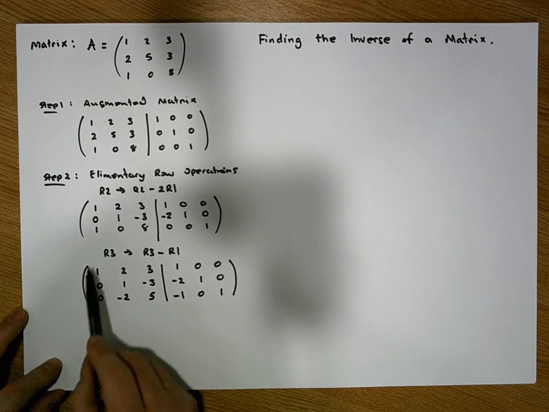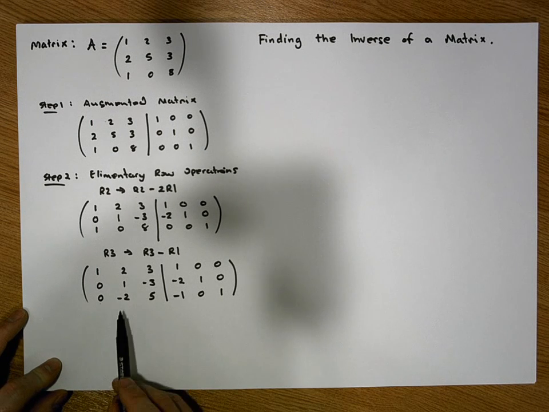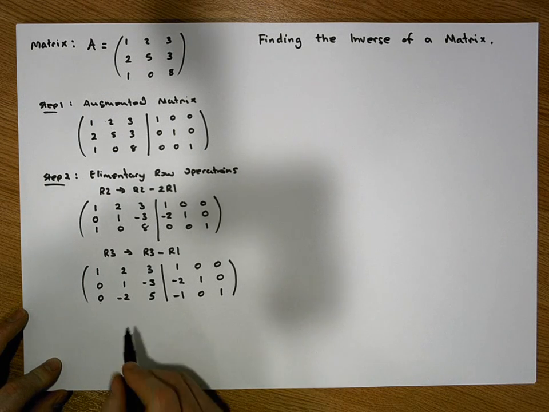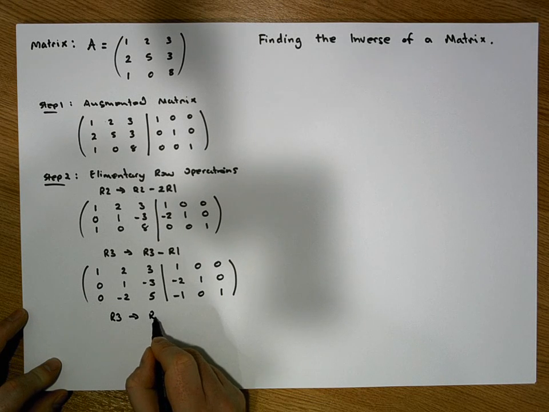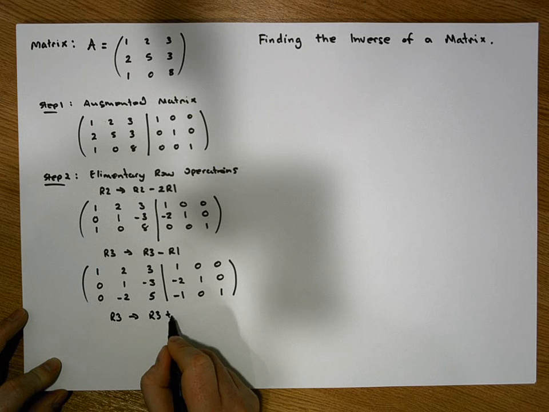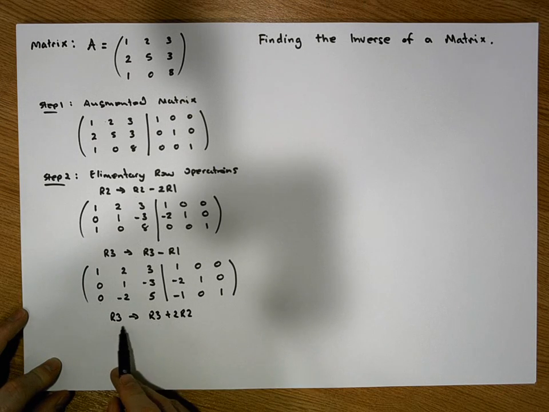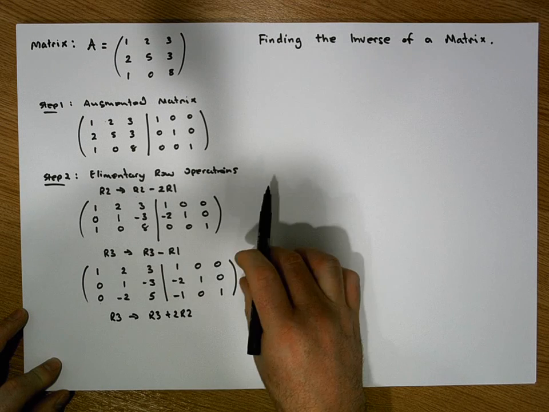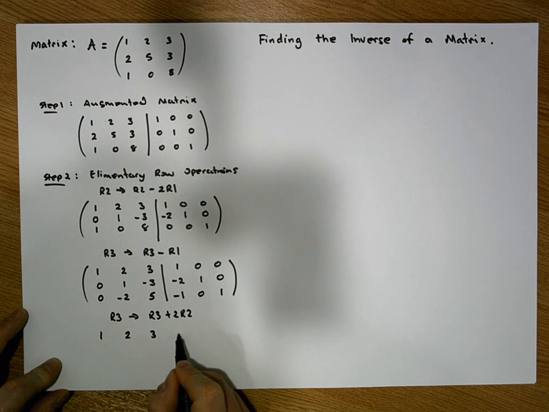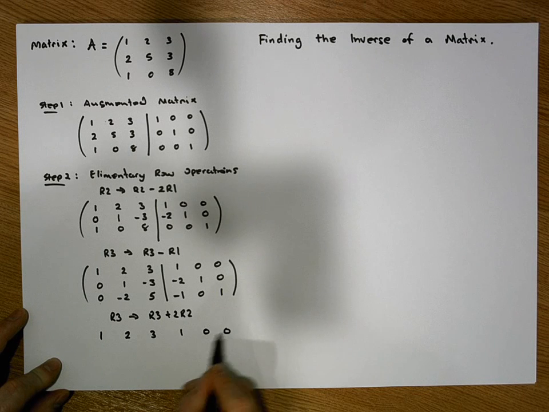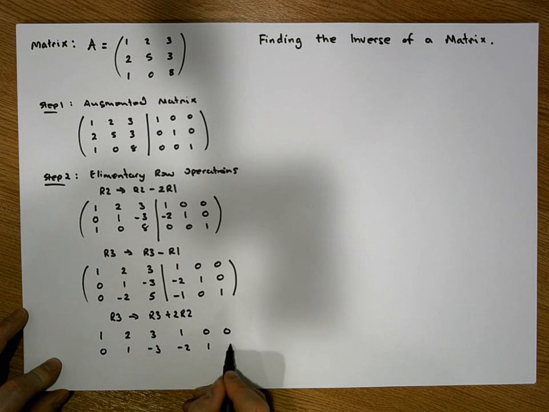Okay, so hopefully what we can see is that if we add twice row 2 to row 3, this will convert this minus 2 to a 0. So row 3 becomes row 3 plus twice row 2. The only row that's changing is row 3, so row 1 and row 2 are the same, so let's put them down. It's 1, 2, 3, 1, 0, 0, 0, 1, minus 3, minus 2, 1, 0.